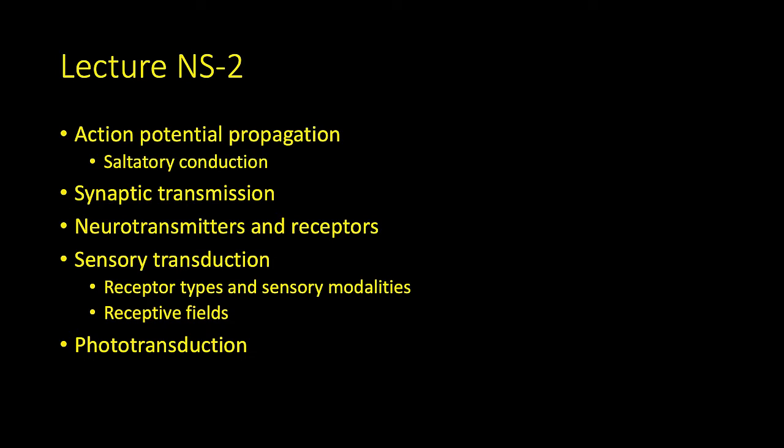We'll then get into the idea of senses, and we'll talk about what our senses are and the idea of sensory transduction, different types of receptors, and the idea of receptive fields. And then finally, we'll get into the specifics of one particular sense, just to talk about one example of how one sense is done, that being phototransduction, or the process of transducing light into nerve signals.